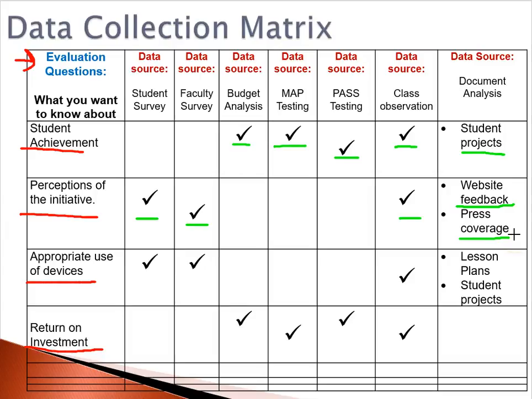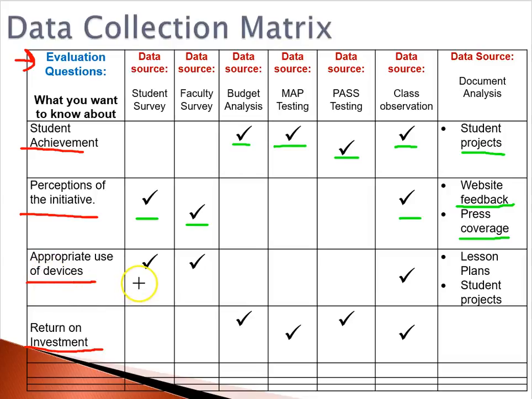Perceptions of an initiative are really important to understand and really important to collect data on. If you go back and think about diffusion and adoption theory, and you think about your innovators and your early adopters and your early and late majority, influencing opinion through the use of social cognitive theory is really, really important. So collecting information on the perceptions of the initiative is really important.